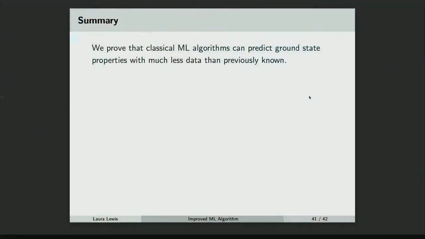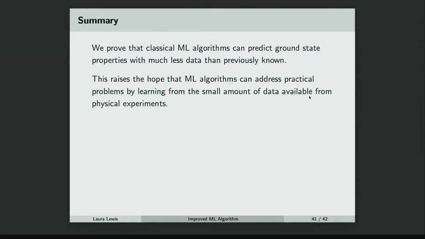So we show that we have a classical machine learning algorithm that can predict ground state properties with much less training data than was previously known. And this raises the hope that you can actually use these algorithms practically. Oftentimes when you run an actual experiment, you would need to generate training data by preparing the ground state in the lab and doing some measurements, or running a simulation algorithm like DMRG, which takes a lot of time. In reality, we often can't generate a lot of training data very well. So this raises the hope that we could actually use this practically, since we require less training data.